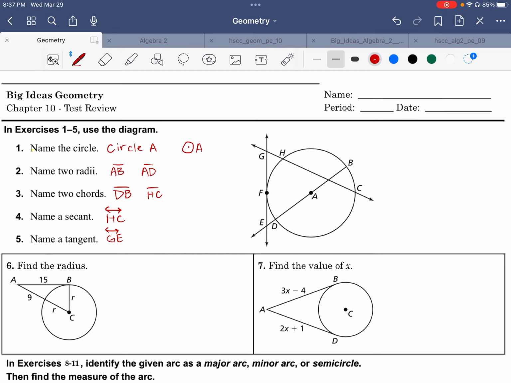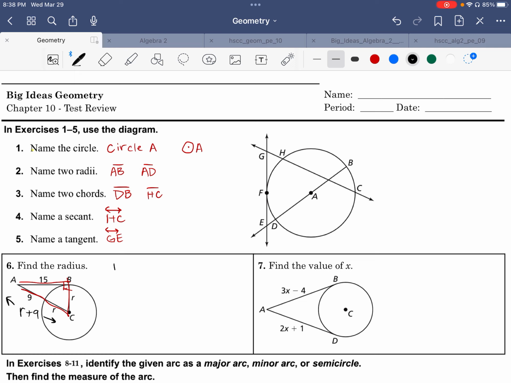Let's do two more problems. Let's do number 6. Let's find the radius of this circle down here. Noticing that AB is tangent right there, that means we have a right angle. And if we have a right angle, that makes this triangle a right triangle. So we're going to use the Pythagorean theorem here. First, we're going to say that the hypotenuse is r plus 9. So that side right there is r plus 9.